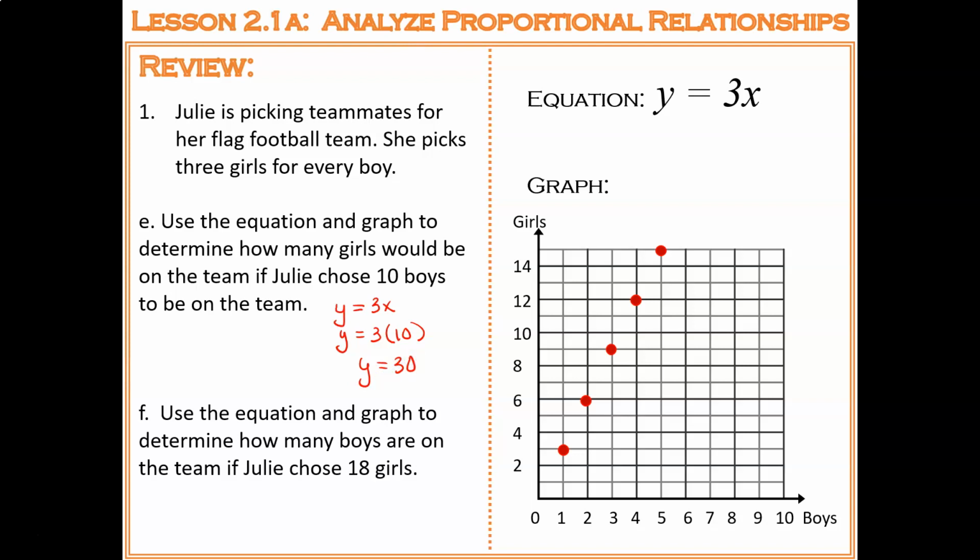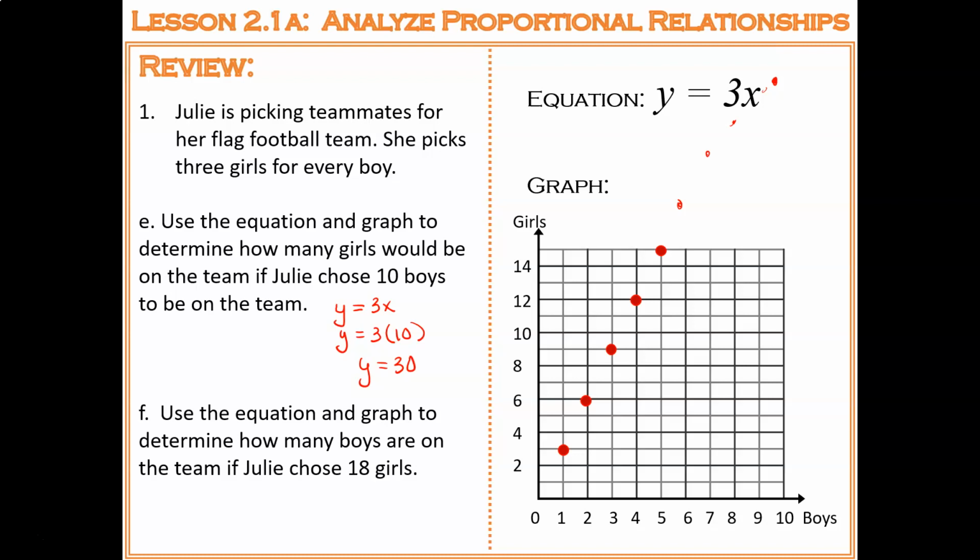So you can use the graph to do the same thing. So let's go down here. Well, the graph isn't complete because it would keep going, right? You would have to keep going. And if you followed 10 boys straight up here, and where it hit would be your number of girls. So we can't tell by the graph the way we have it drawn right now.